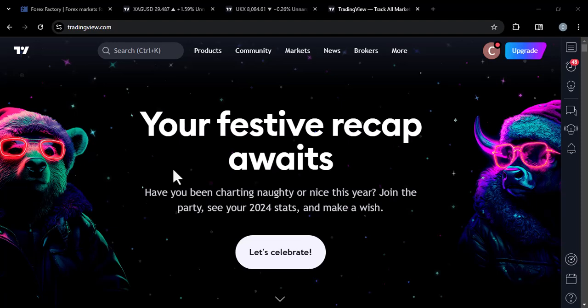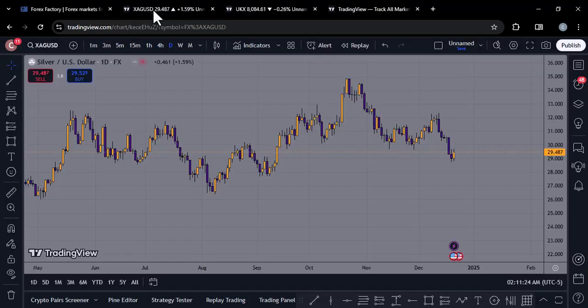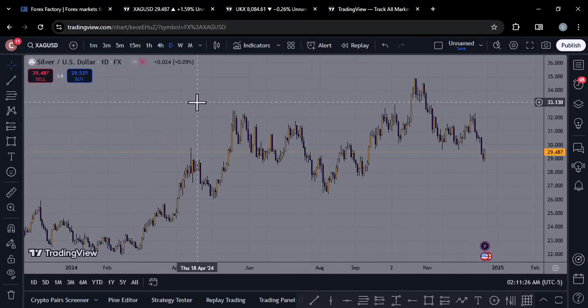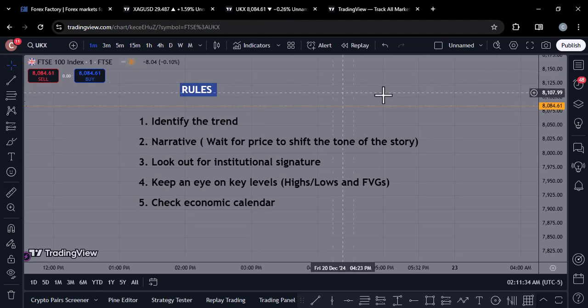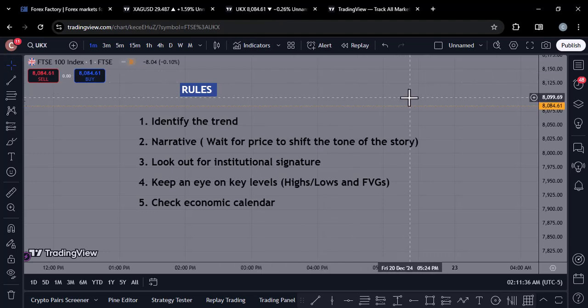How to identify a perfect shift in market structure. So let's go on to the chart and do this together. Okay, for the case study, I'll be working with silver, which is SAGUSD, and then we'll have rules. In this community, we'll work with rules because ICT concepts are rule based.